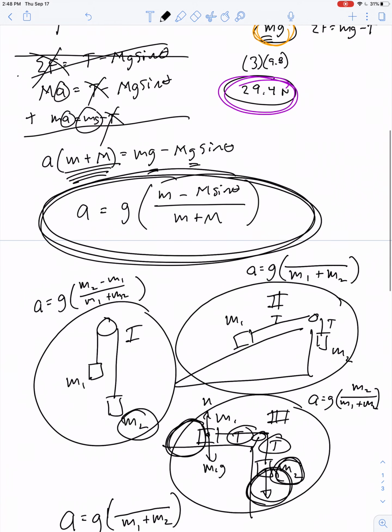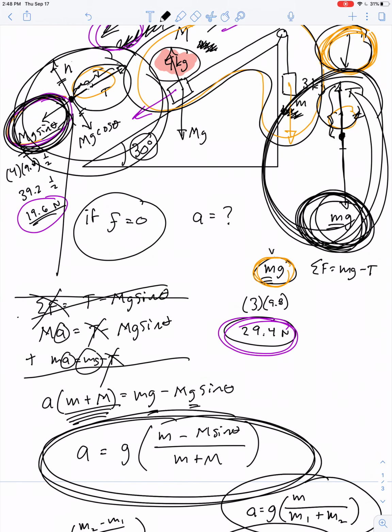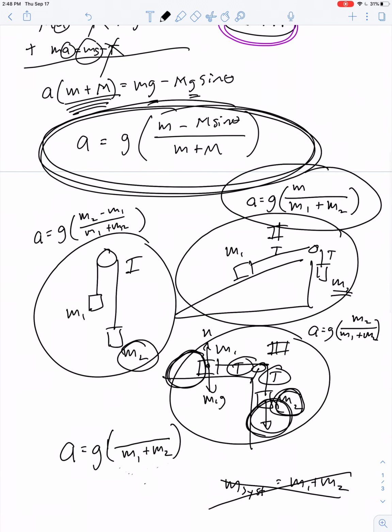In other words, the numerator in this equation is, well, here I'm calling it lowercase m, capital M, but in this picture I'm calling it m2, m1. So this would be m2 minus, well, it's not just m2 minus m1, it's m2 minus m1 sine theta. It's only a component of the gravity that is opposing the forward motion up the incline.